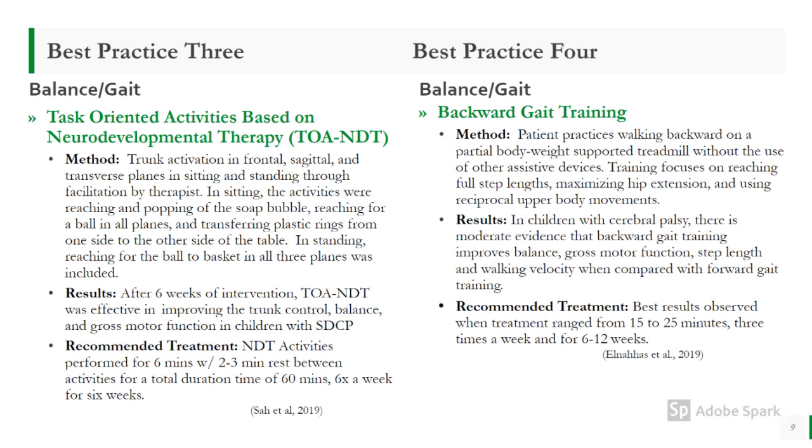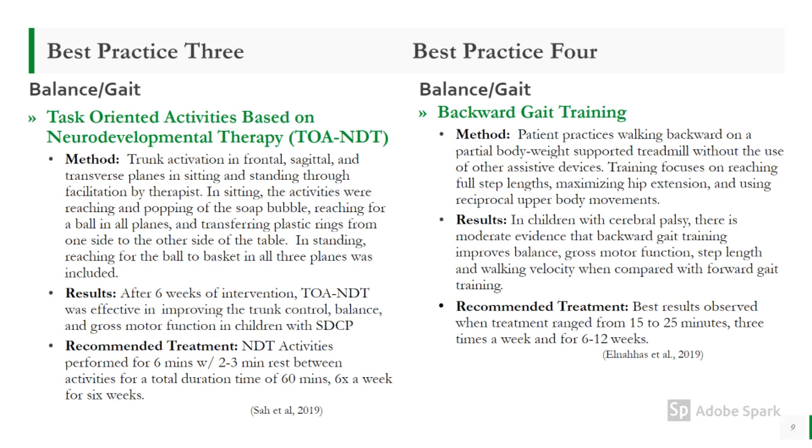Best practice 4. Backward gait training. Patient practices walking backwards on a partial body weight supported treadmill without the use of other assisted devices. Training focuses on reaching full step lengths, maximizing hip extension, and using reciprocal upper body movements.